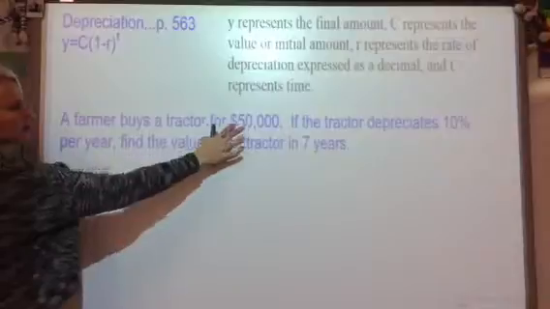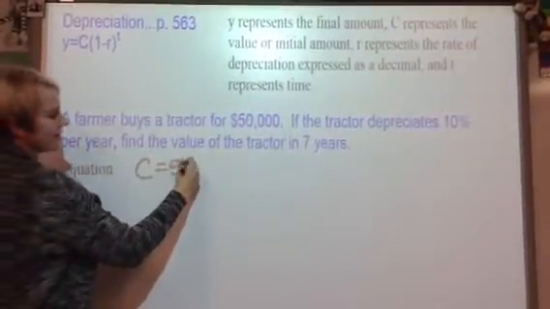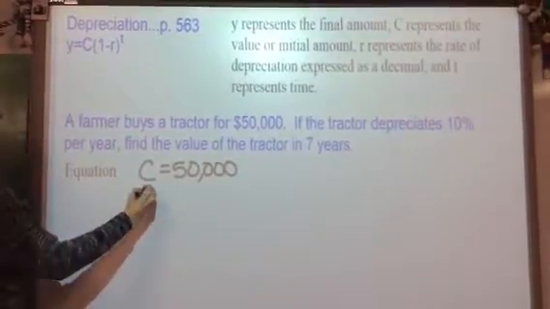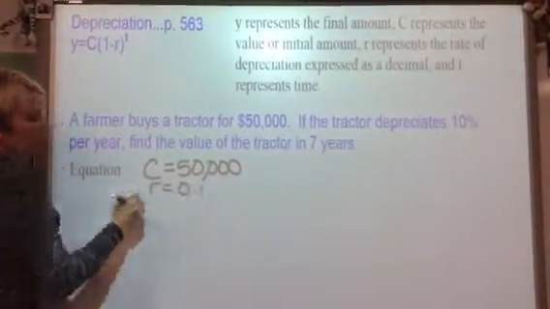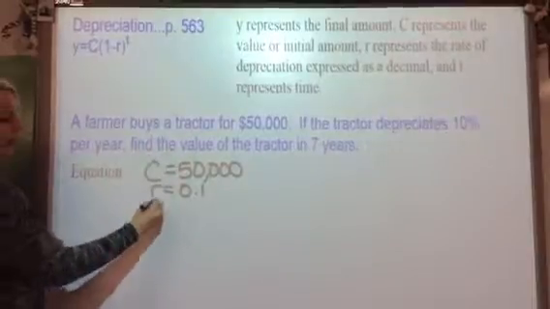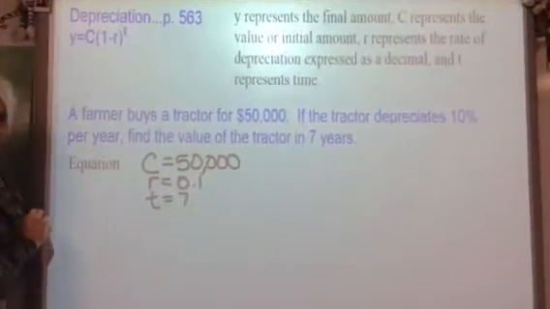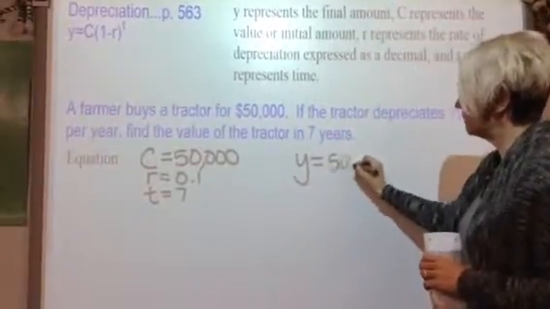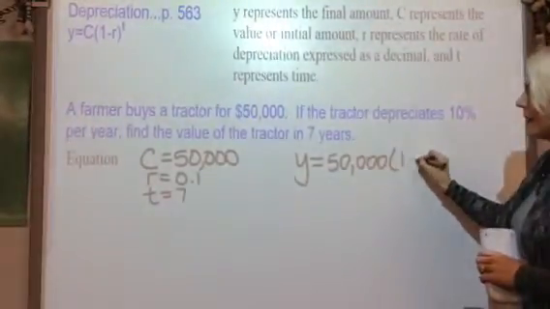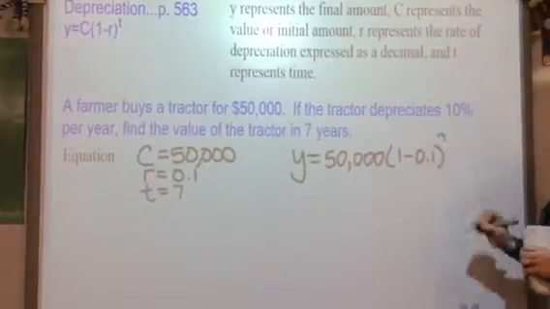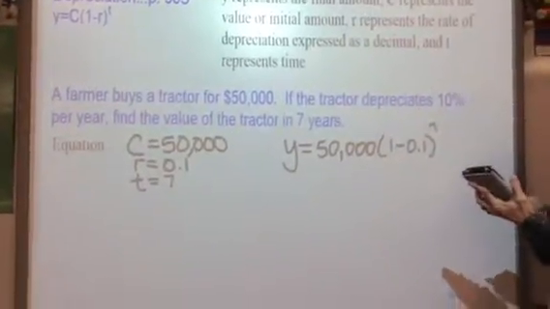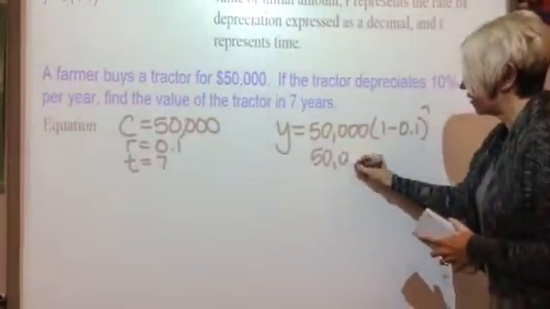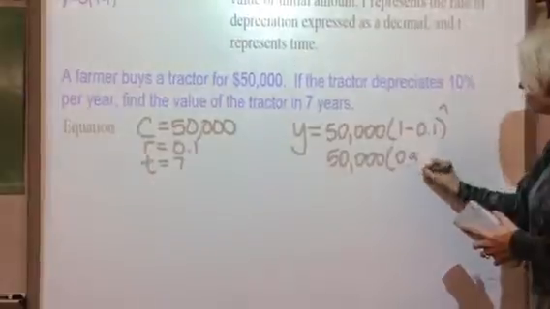So his tractor that he bought for $50,000 is going to be our C value. If the tractor depreciates 10% per year, then our rate is going to be 0.1. And then if we want to know the value of the tractor in 7 years, our T is 7. As we plug our values in here, we have Y equals 50,000, 1 minus 0.1 to the power of 7. We do need to simplify inside here. 1 minus 0.1 would be 0.9. So we have 50,000 times 0.9 to the power of 7.